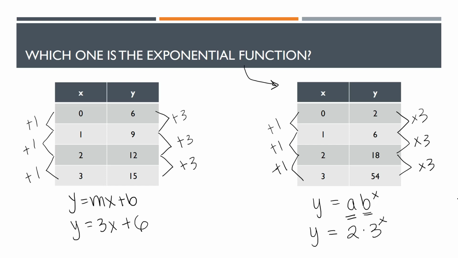So, distinguishing between linear functions and exponential functions: as x increases by 1, if it's linear, our y values will increase by a constant amount. We'll add something constant each time. And if it is an exponential function, we'll multiply by another factor of the base as x increases by 1.